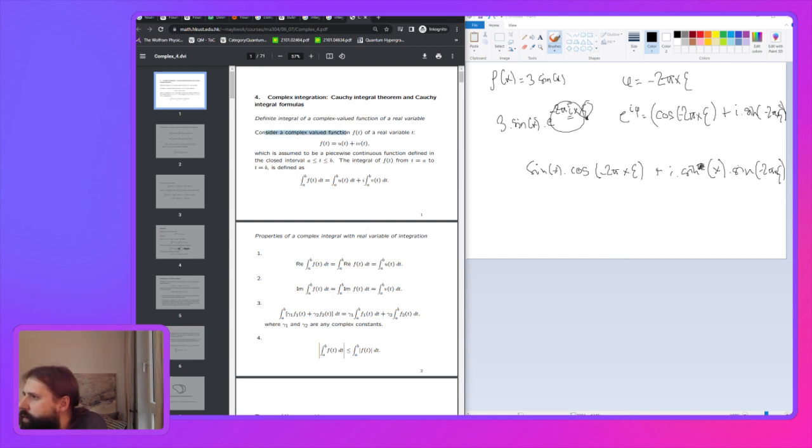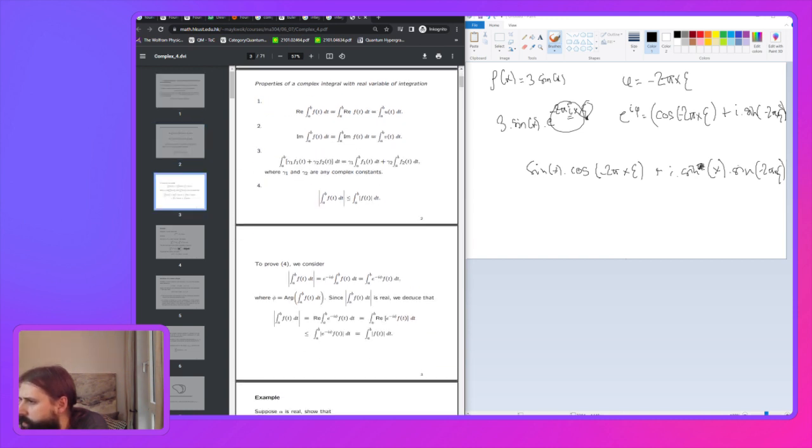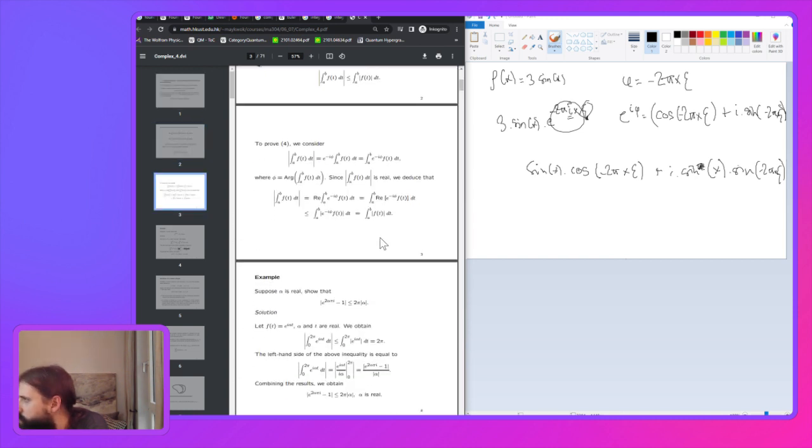So consider a complex-valued function f(t) of a real variable t. So f(t) is something like that. Okay, so that's our case, which I assume to be a piecewise continuous function defined on a closed interval. So the integral is the same, just simply that. How is the complex integral with a real variable of integration? In this case, we would just integrate the two parts.